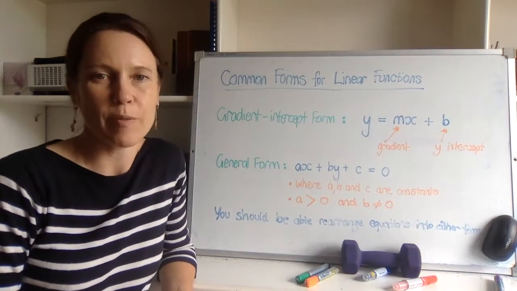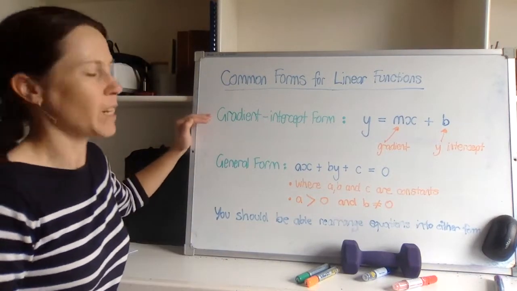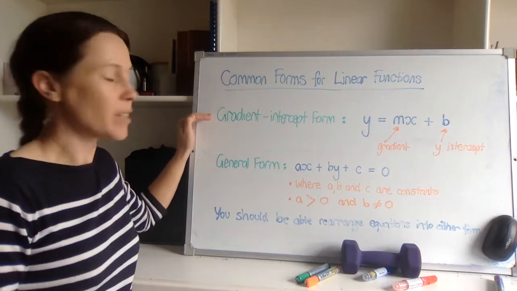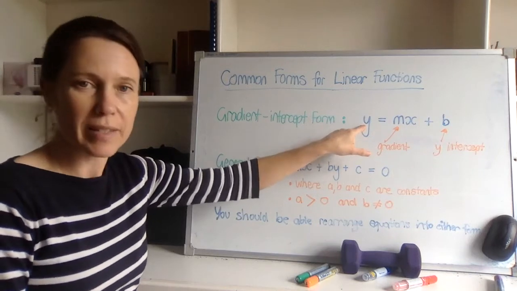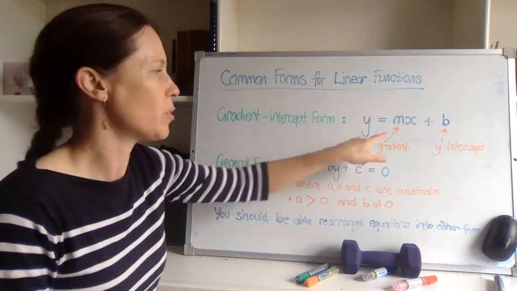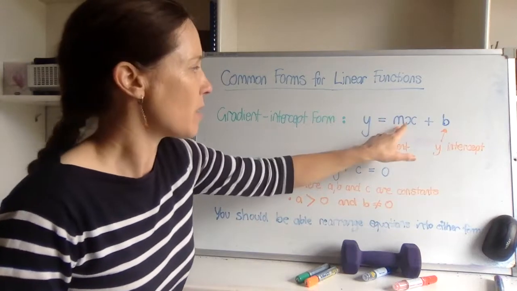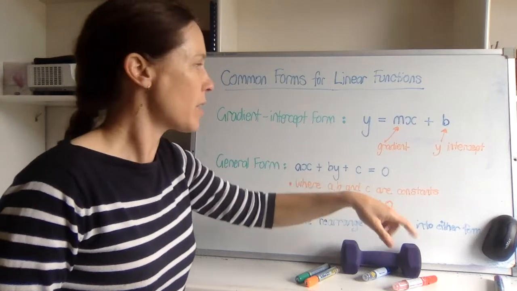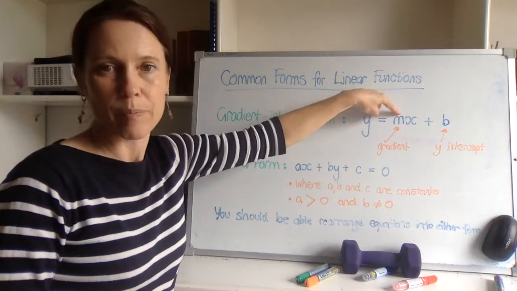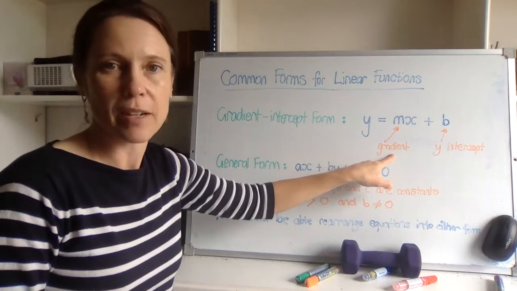Now there are two common forms for linear functions that you need to know for this course. The first is gradient intercept form, and hopefully you've seen this sometime in year 9 or year 10. Now this form puts the y by itself on one side of the equation, and it puts the terms in x and the constant on the other side. But if you put them in this order, where you have some x's and then you have some other numbers, then the number of x's that you have, or in other words, the coefficient of x, equals the gradient of that line.